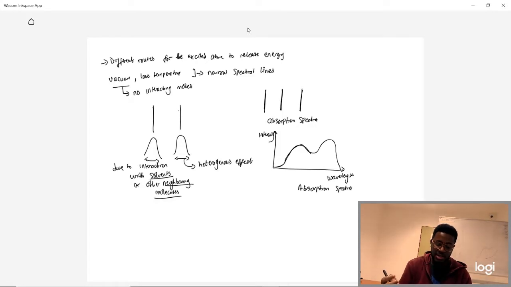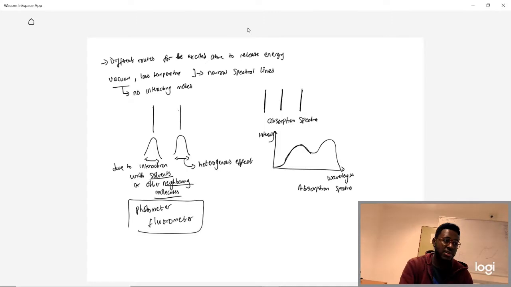The next thing we're going to talk about is the instruments for measuring absorption and emission: our photometer and our fluorometer. Before we talk about them, it's important to go back to the beginning and talk about interactions of matter with light.